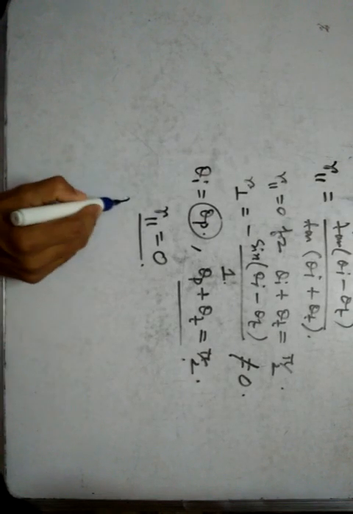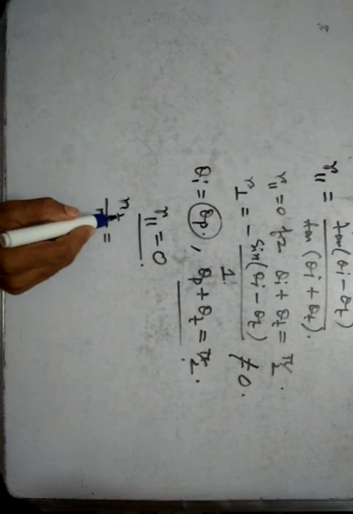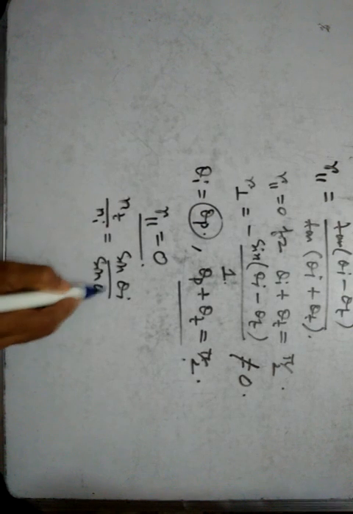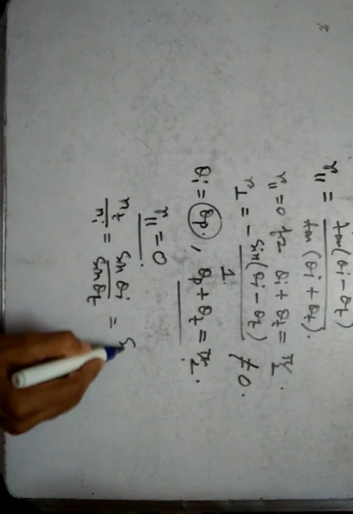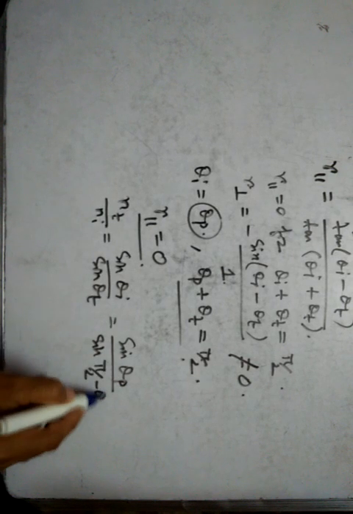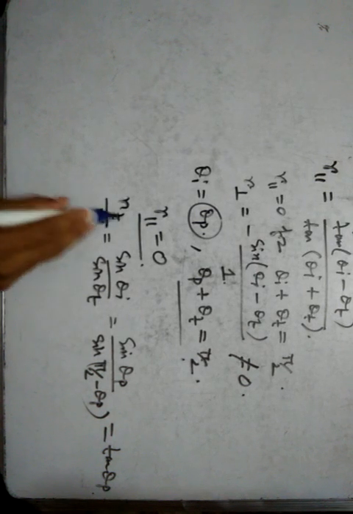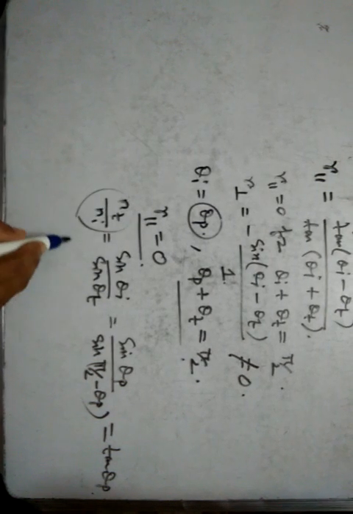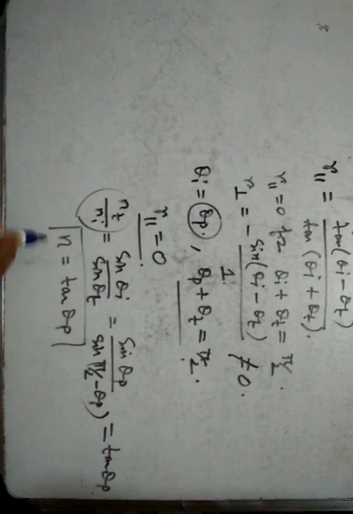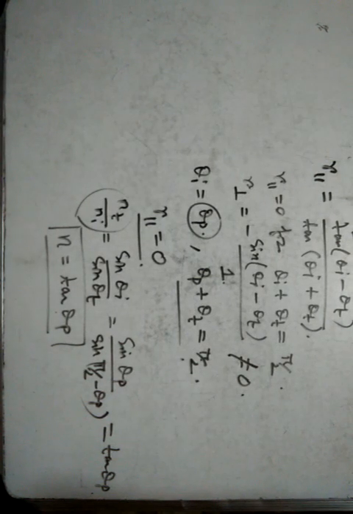Now Snell's law becomes Nt by Ni, that is, the refractive index of medium 2 by medium 1, is sin θi by sin θt, that is equal to sin θp by sin(π/2 − θp), that is tan θp. So we get the relative refractive index equals tan θp, that is, the tangent of the angle of polarization is equal to the relative refractive index. This is called Brewster's law.